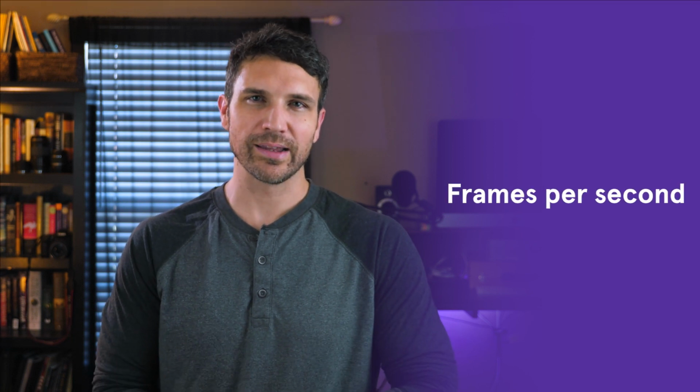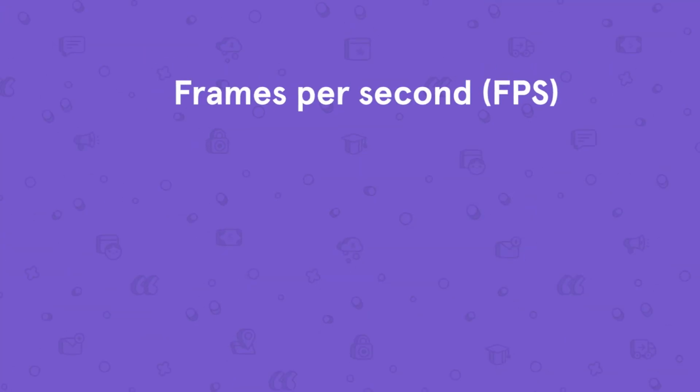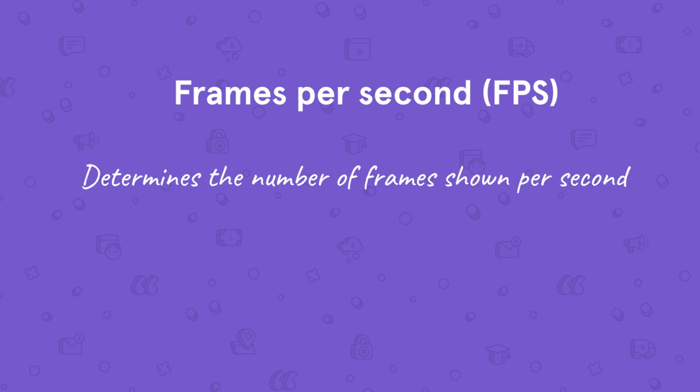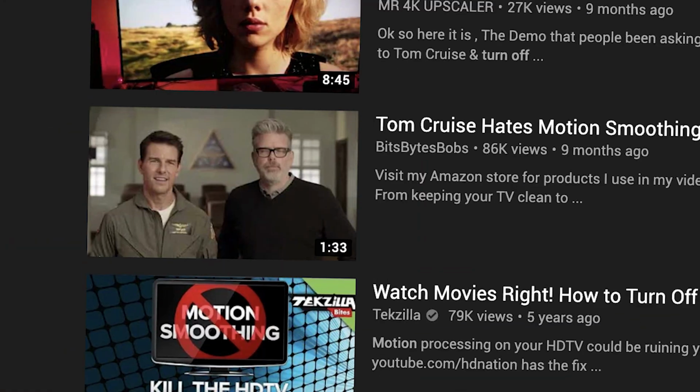The first setting we're going to talk about is frames per second. Frames per second, or FPS, determines how many individual frames are shown each second. The higher the number, the smoother the motion looks. You might have seen people talking about turning off motion smoothing on their TVs. That's because some modern TV screens play videos back at 60 or even 120 frames per second, which looks really strange if you're watching a movie because most movies are shown in 24 FPS, which is usually described as cinematic.